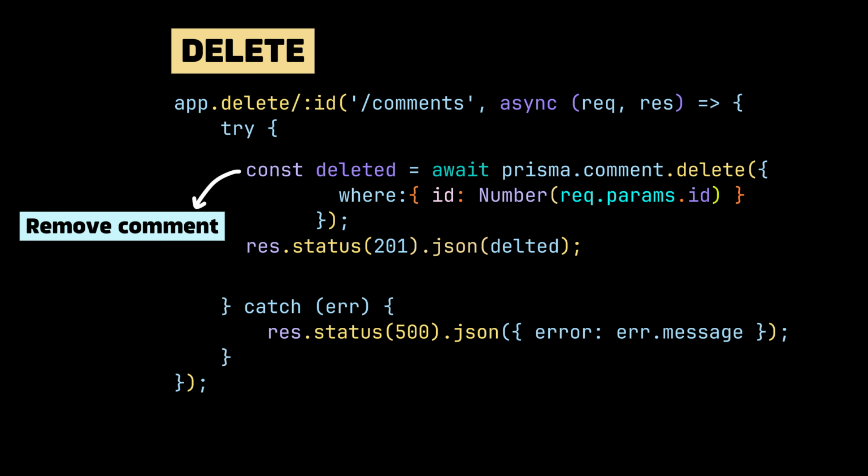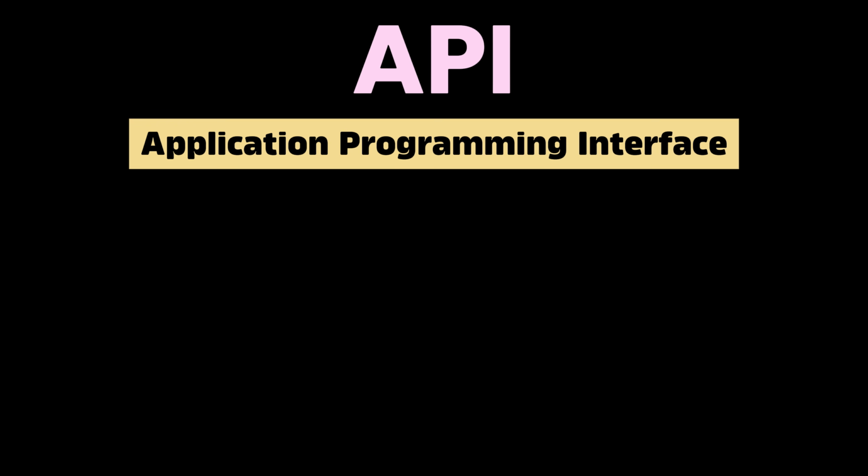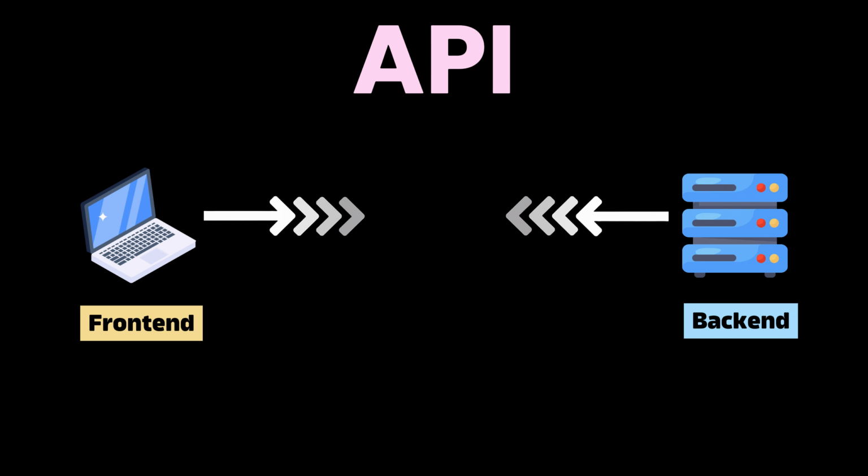This complete set of allowed requests is called an API, which stands for Application Programming Interface. The API defines how the frontend is allowed to interact with the backend. If the request doesn't match any of the rules defined in the API, the backend will respond with an error.